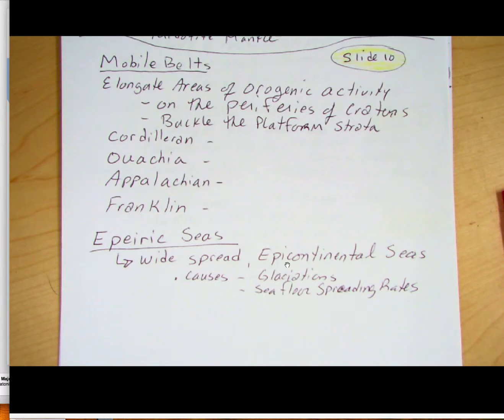I use the word epeiric. So remember, these are these epicontinental shallow seas. So when we see these cratonic transgressions, right, where sea level rises and you start seeing sandstone, shale, limestone, that progression is telling us that there's deeper and deeper water, right? So those are called the epeiric seas.